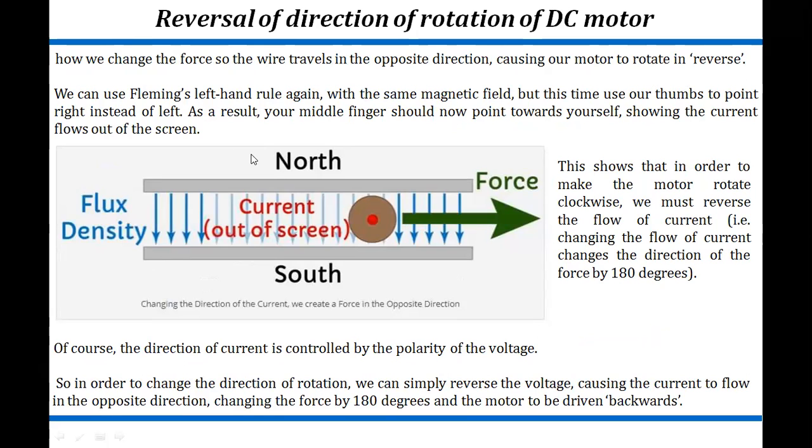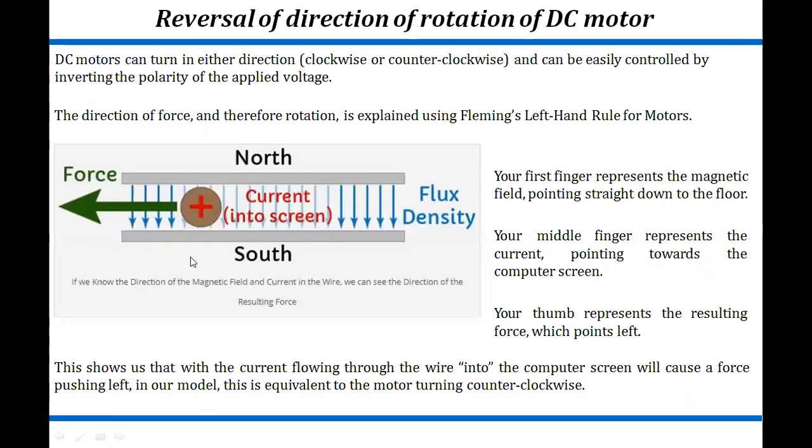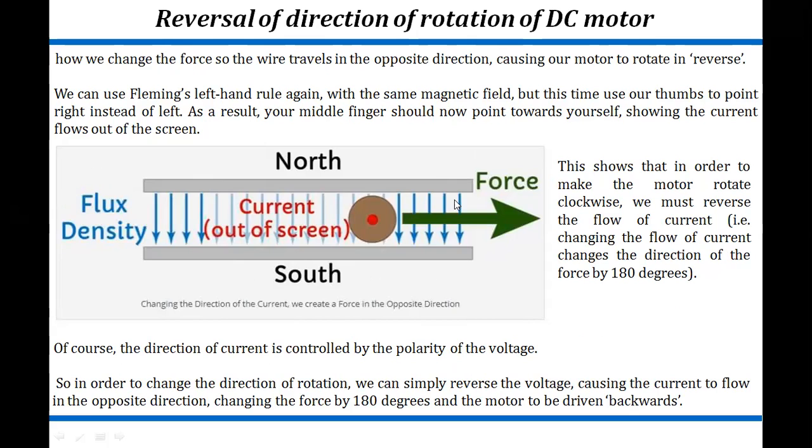So here we can again use Fleming left hand rule with the same magnetic field, but here our thumb will represent right instead of left. You can see here, the thumb was going to this side, but here if you see, the thumb will go to the right side instead of the left side.